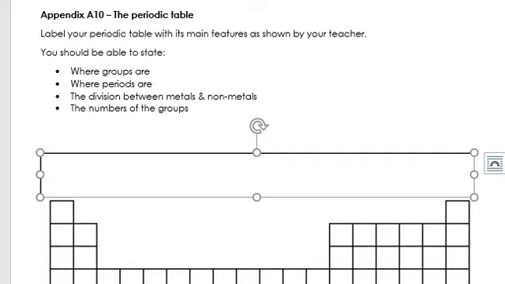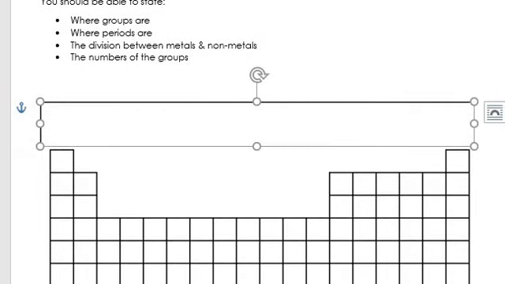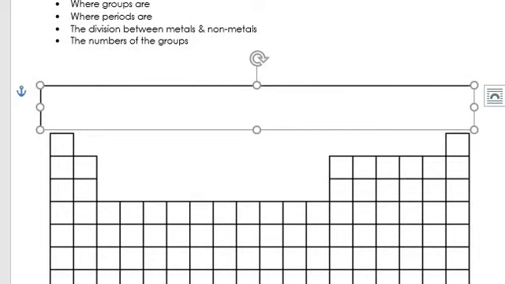Hello and welcome to this video where I'm going to take you through Appendix A10, the periodic table of the atomic structure booklet for Key Stage 4. So in Appendix A10 you're asked to label where the groups on the periodic table are, where periods are, the division between metals and non-metals, and the numbers of the groups. I'm going to show you how to do that.